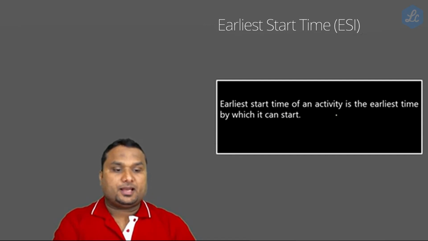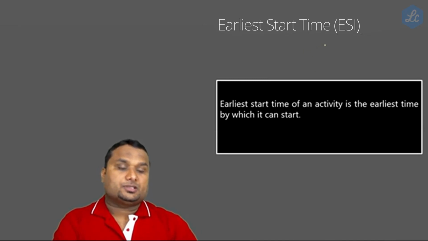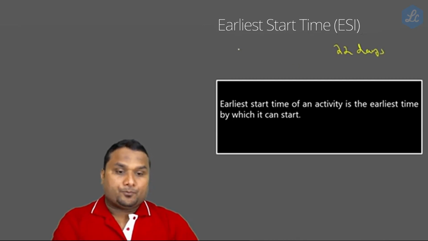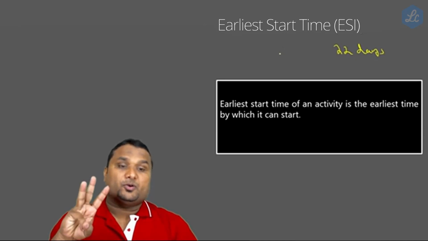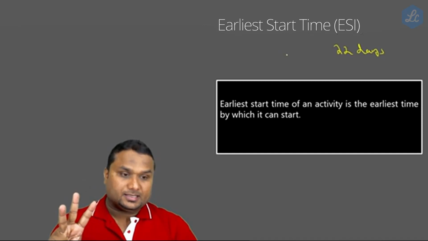Earliest start time of an activity is the earliest time by which it can start. Suppose there is a house which is supposed to be constructed in 22 days. Once the cementing job is done, the painting job can be started. The painting job requires only 3 days. How many days of work is painting having? 3 days of work.